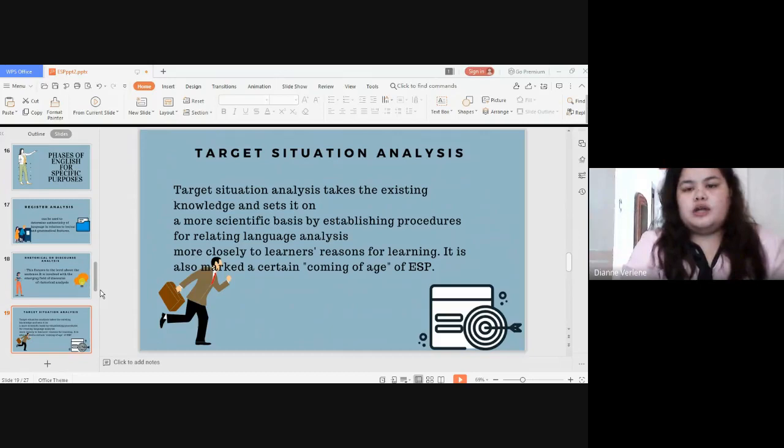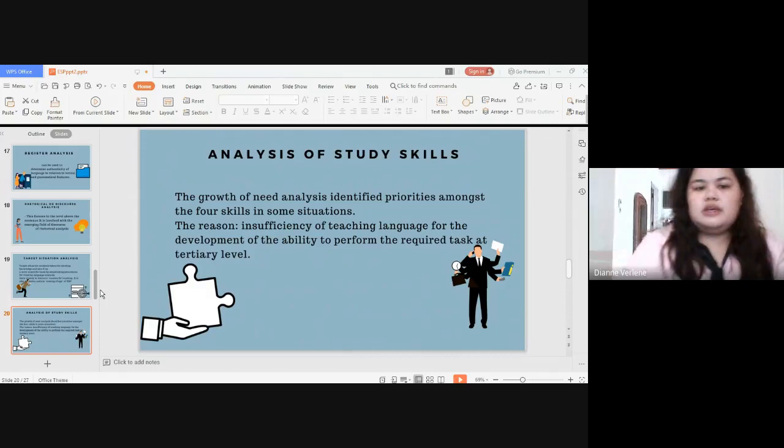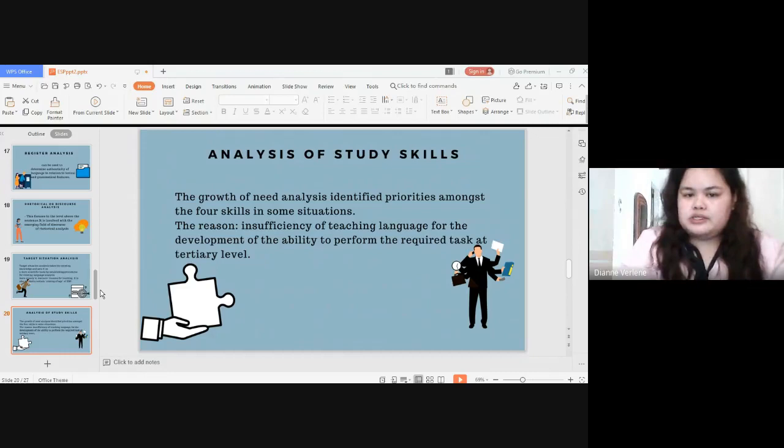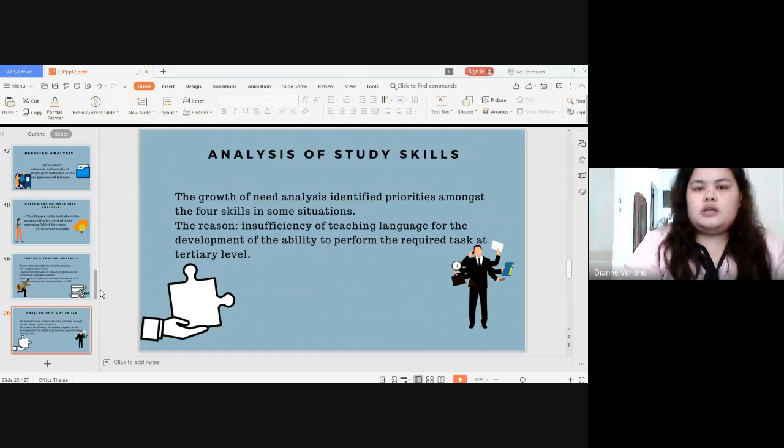So let's go to our fourth phase, which is the analysis of study skills. The growth of needs analysis identified priorities among the four skills in some situations. The reason is efficiency of teaching language for the development of the ability to perform the required tasks at tertiary level. As we know, there are students who are fast learners. There are students that learn in a quiet place, quiet surroundings. We all know that students have different ways of learning. So the teacher must know what kind of students they are going to teach.